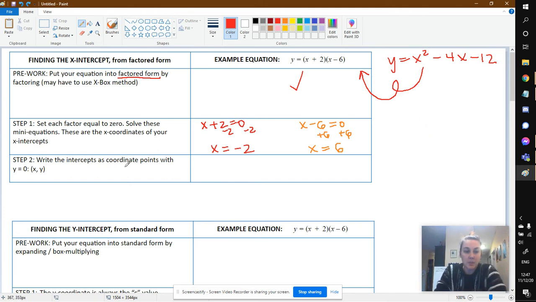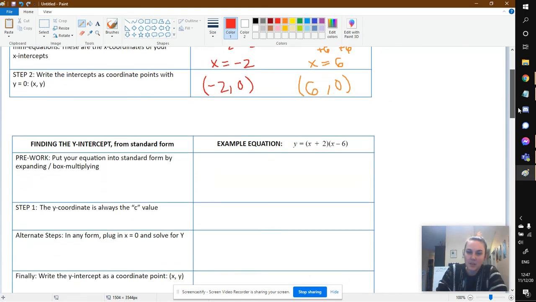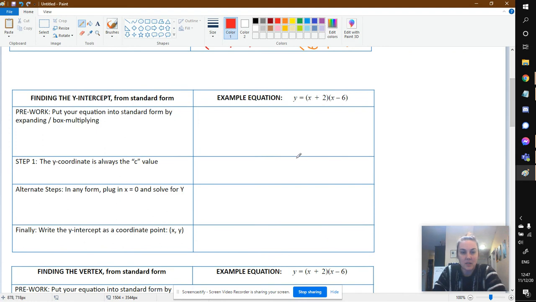And then our second step is we write our x-intercepts as coordinate points with y equaling 0. So on both of these, y is going to equal 0, and we fill in the number we found from step 1. And that's how we find our x-intercepts. All right. Now for our y-intercepts.